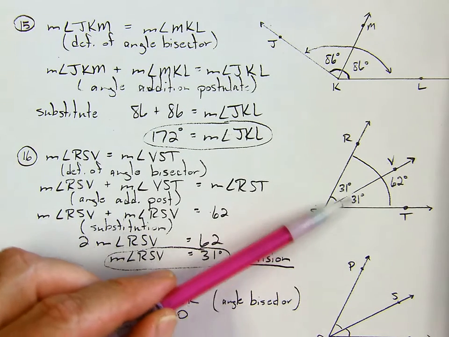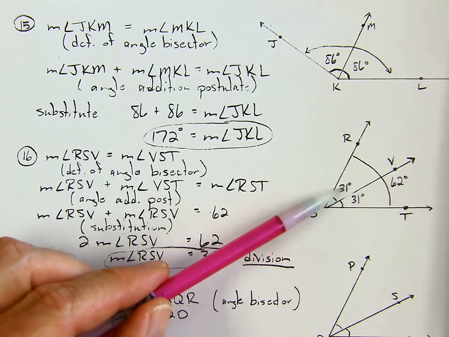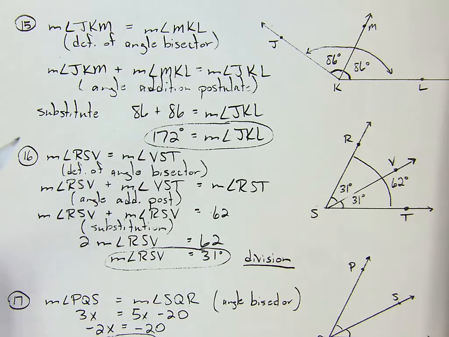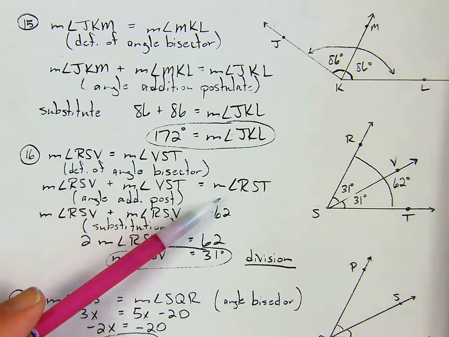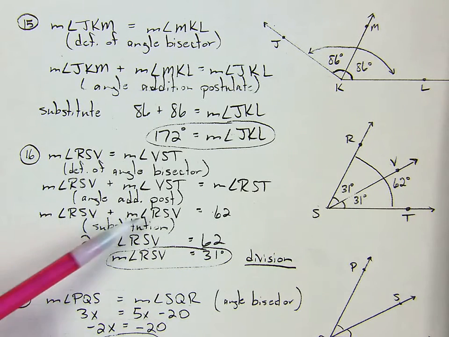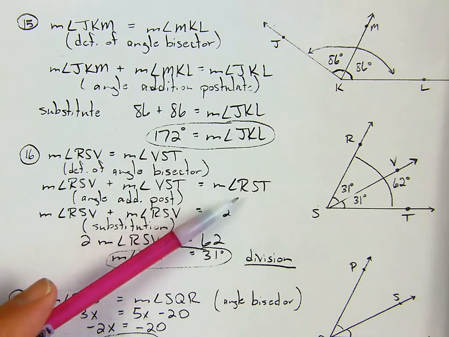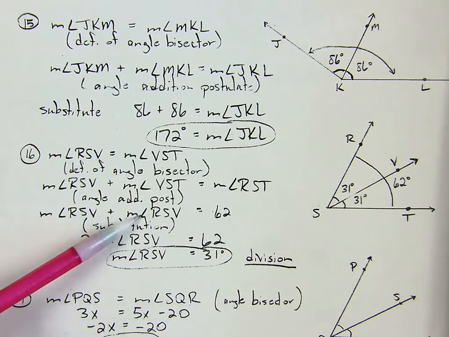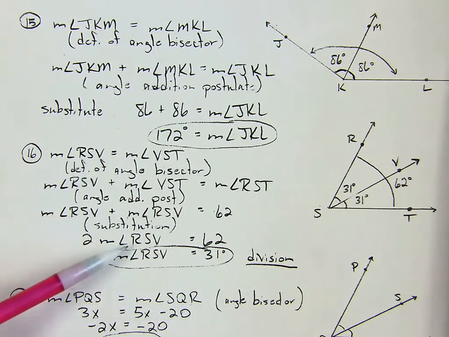Well, both of these angles we know. 62 divided by 2 is 31. The angle bisector splits into two congruent angles. So I said those two angles are congruent by definition of an angle bisector. Added together, they're equal to RST. So if RST is 62, then RSV plus RSV, or two RSVs, is 62. So one RSV would be 31. You just do division. It's real easy to see if you put it on the picture.